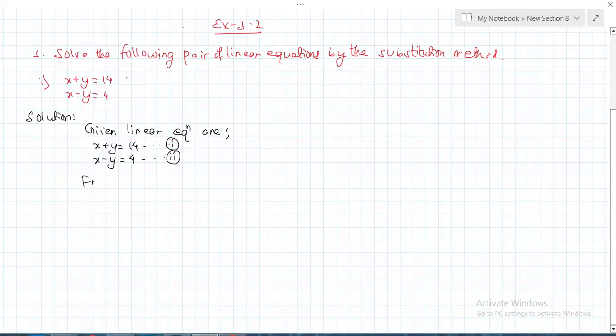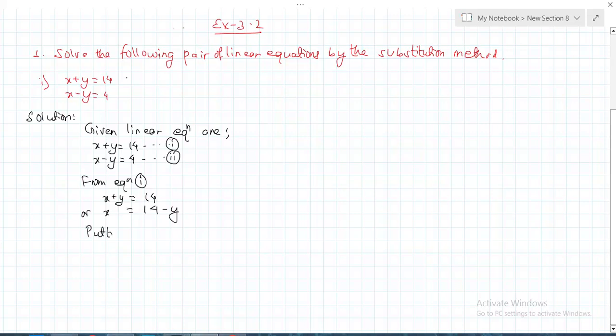Now let us take the first equation, x plus y is equal to 14. Now we can find the value of anyone, either x or y. Let us find the value of x from here. So x is equal to, moving y to the right-hand side, 14 minus y. Now we put this value of x in equation second. Okay, so let us move forward.